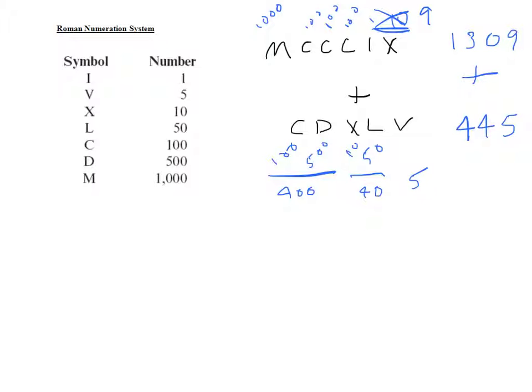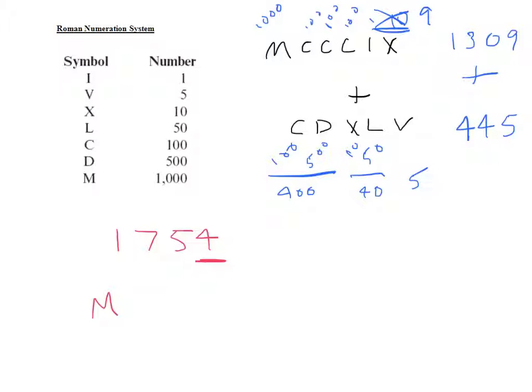Okay. So we're going to take that and plug that into a calculator. If we take 1,309 plus 445, we get the answer as 1,754, which is a pretty easy number to write. The only thing we got to be careful of is that 4 at the end. So 1,000 is M.